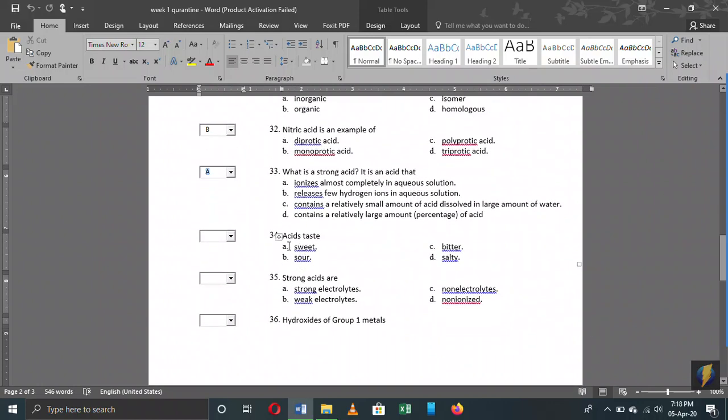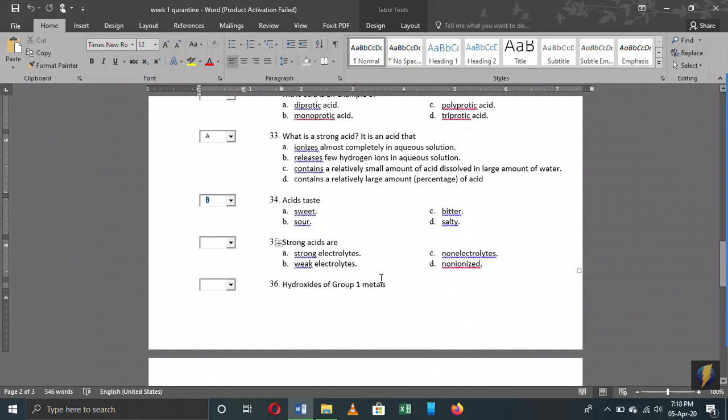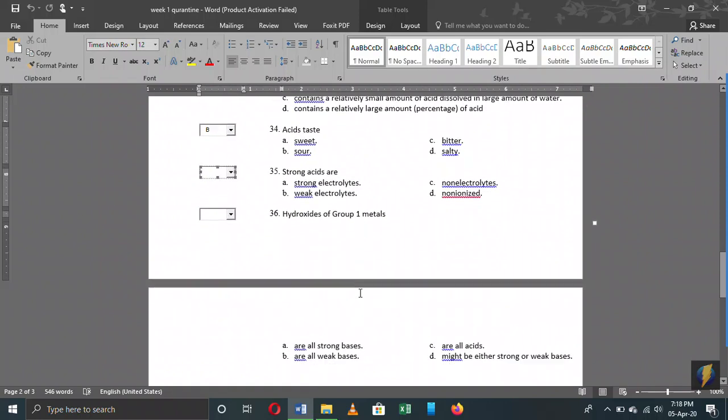Question number 34. We know the answer. Acid tastes sour. Answer is B. The strong acids, we've already done this experiment, maybe you remember, as we added more acid to the water, the current in the water increased. So we know that it is a strong electrolyte, because of the acid, the electricity passed through the water.